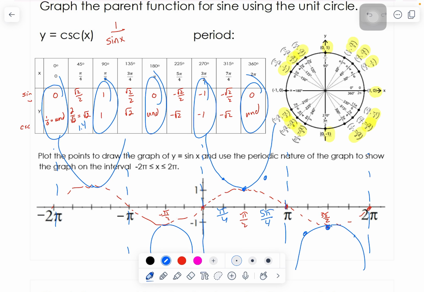The period is no longer going to be the 2 pi. These graphs, I take that back. It is still a little bit of a broken up thing, but it kind of looks like a U in between pi and whatnot.